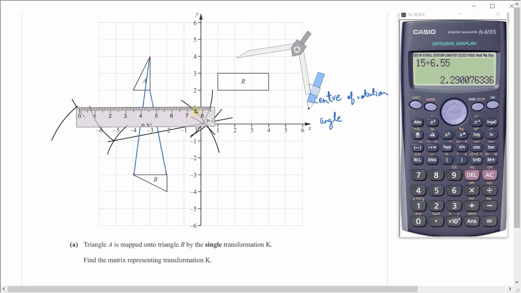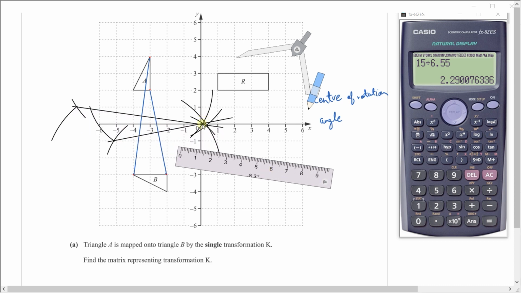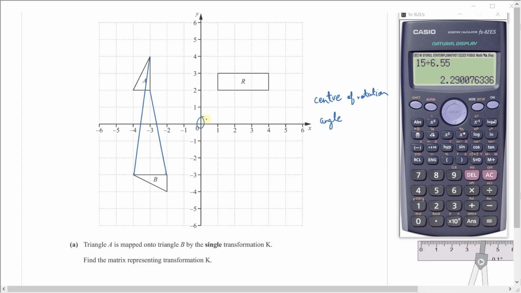And the intersection of these two perpendicular bisectors will give me the center of rotation. So if you look, I know it's kind of messy here, but these two perpendicular bisectors are intersecting at this origin 0, 0 point. I have removed those just to make it a little bit cleaner. So now we know that the center of rotation here is 0, 0.